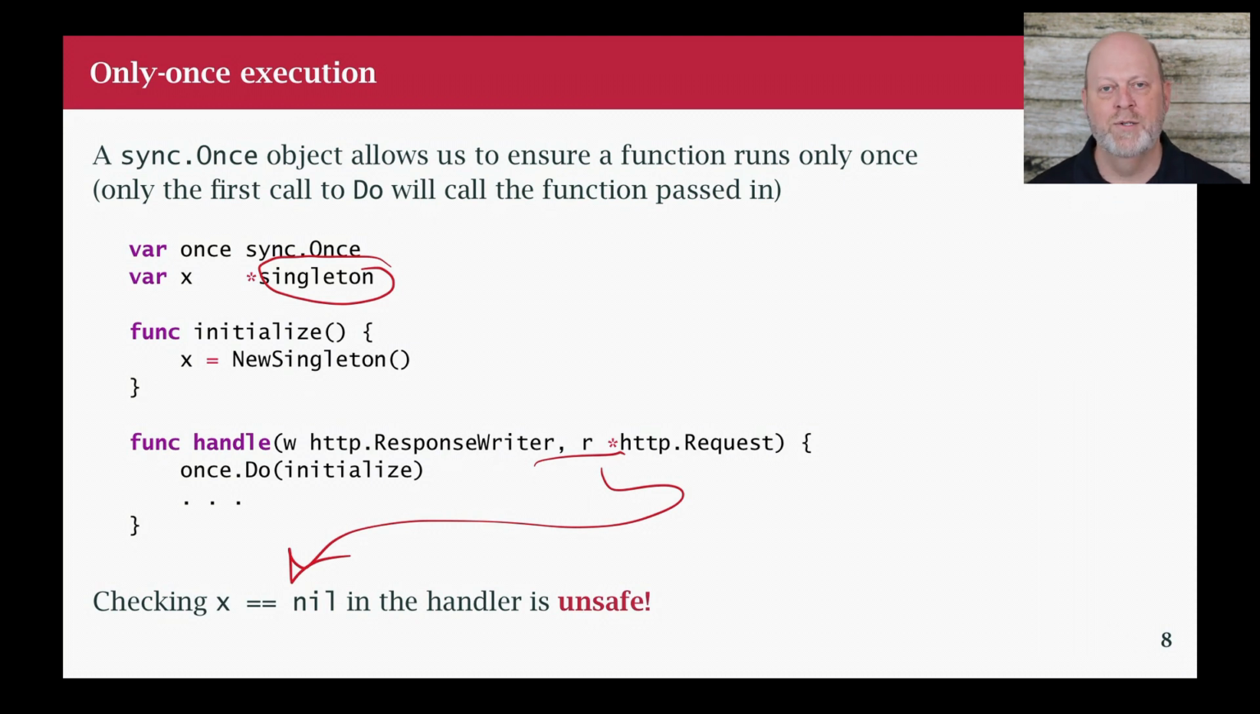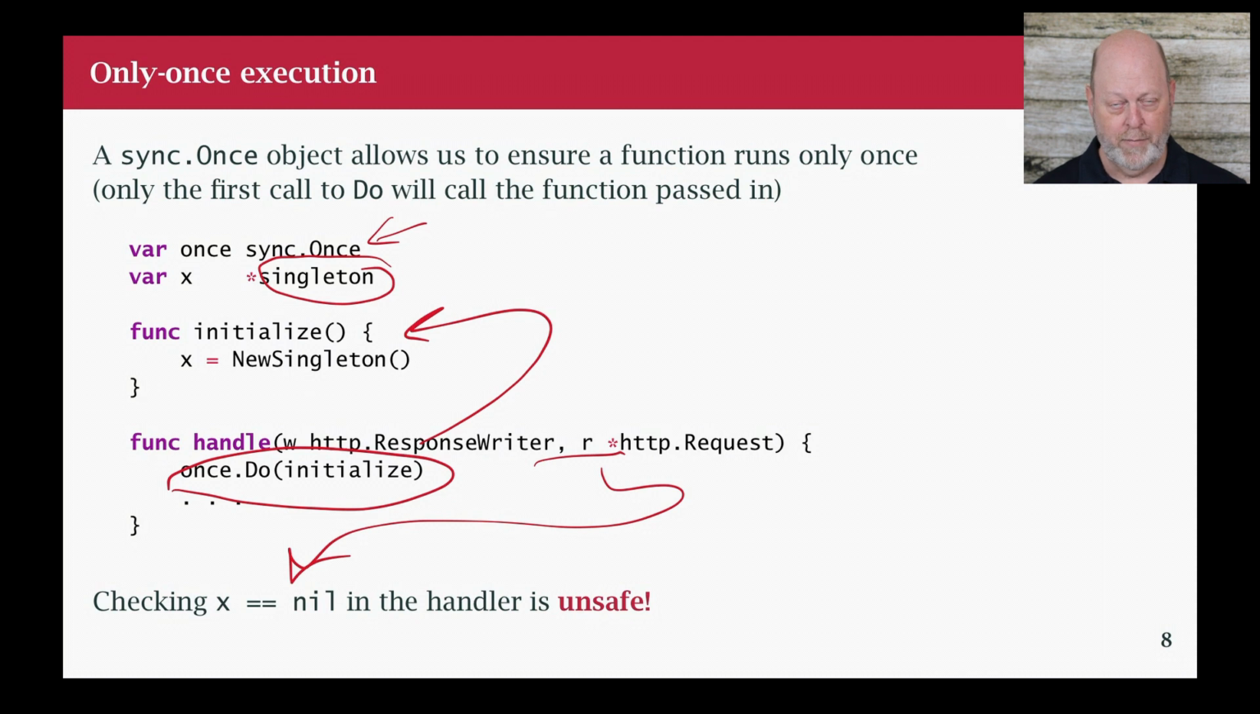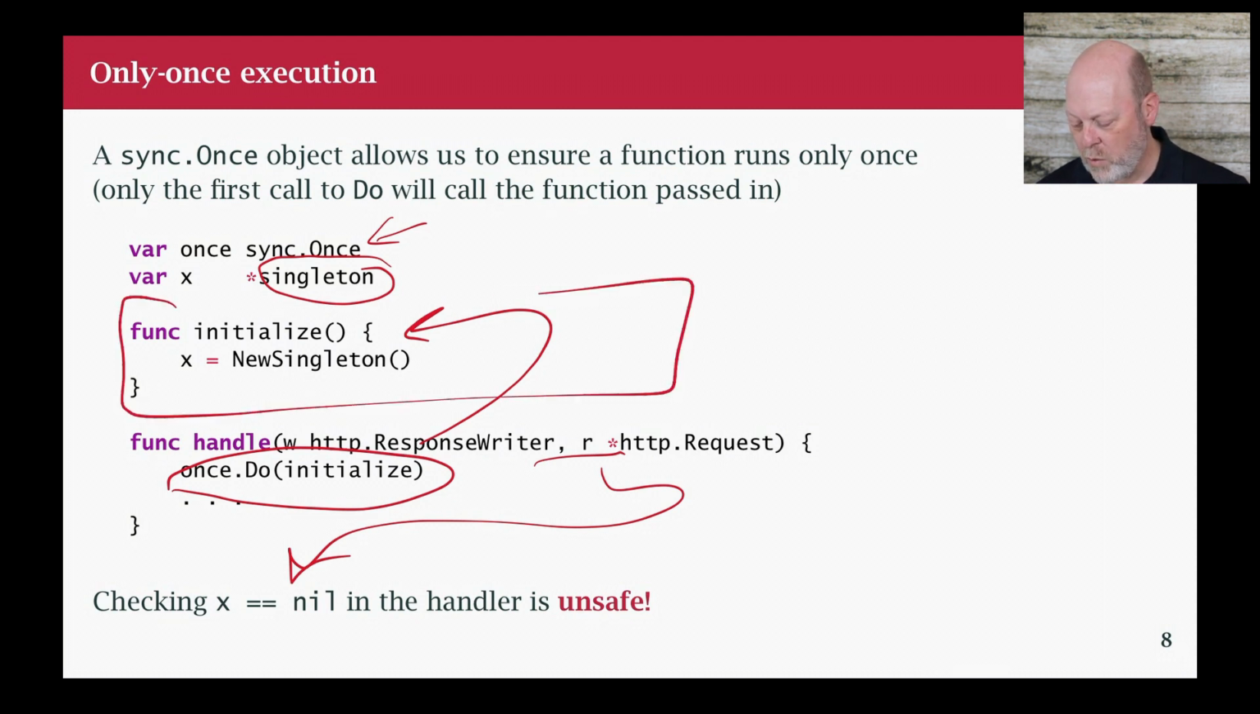What we can do is use the sync.Once type, which guarantees exactly once execution. So we have an object of type Once, and we'll only be able to use it once, hence the name. And in the handler, we call it and we pass it a function. And the purpose of the function is actually to create the singleton and assign it. And by doing it this way, we guarantee that this function will be called exactly once.